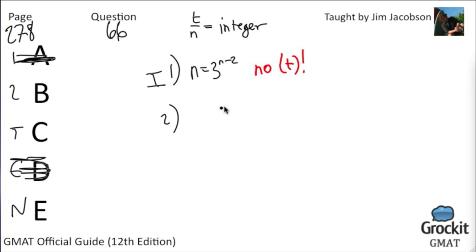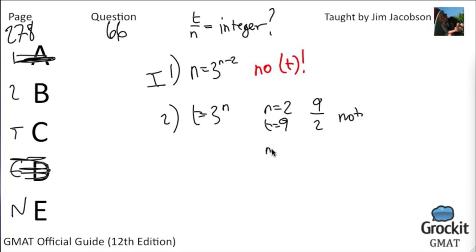Statement number 2, we have t equals 3 to the n. And so there's a couple different values that we could choose. If t equals 3 to the n, sorry, that's a question mark for the original question. So if n equals 2, t equals 9, 9 divided by 2 is not an integer.